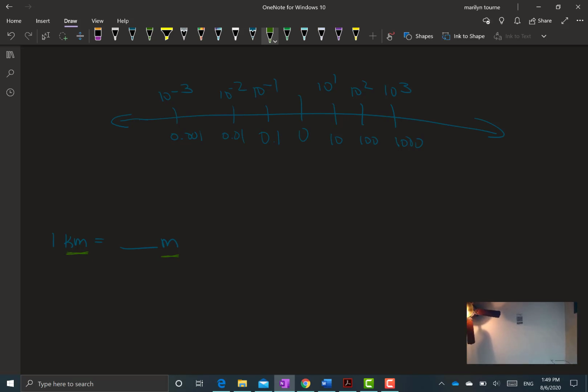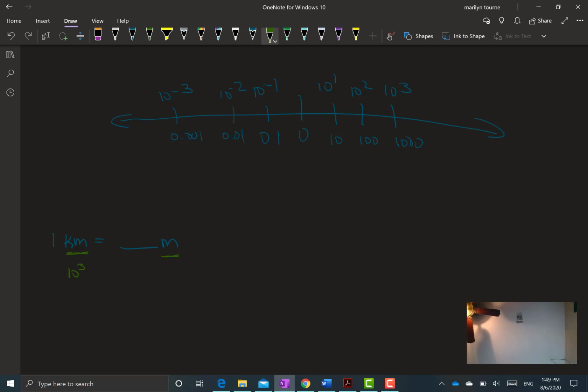I need to know what powers of 10 those two are, and super fast. So I should know that a kilometer is 10 to the third, and I know that the meter is the base, so it's 10 to the 0, it's just 1. So I need to see what is the relationship between these two units.